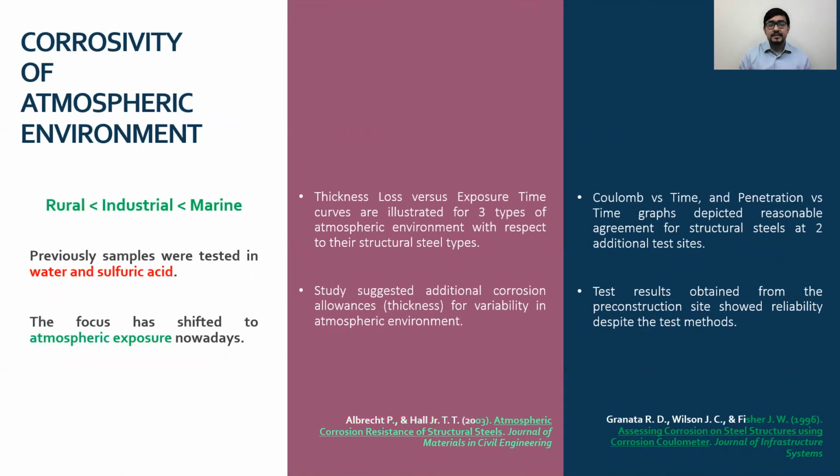Now, to see the corrosivity against atmospheric environment, additional studies are carried out. For atmospheric environment, we must consider three types of exposures called rural, industrial, and marine, as we can see in their decreasing order of corrosion resistance performance in the table.